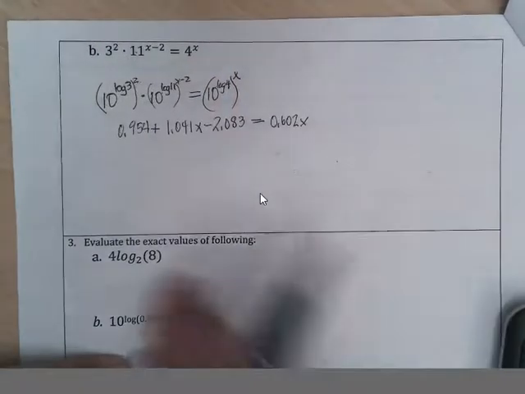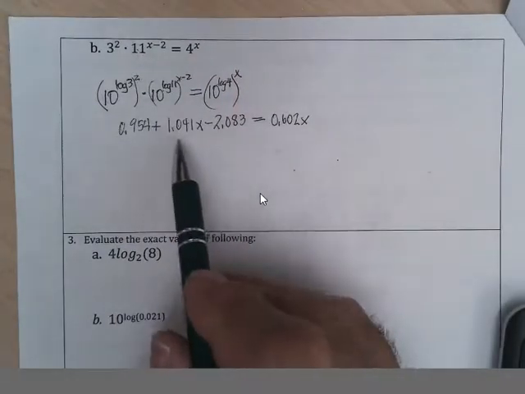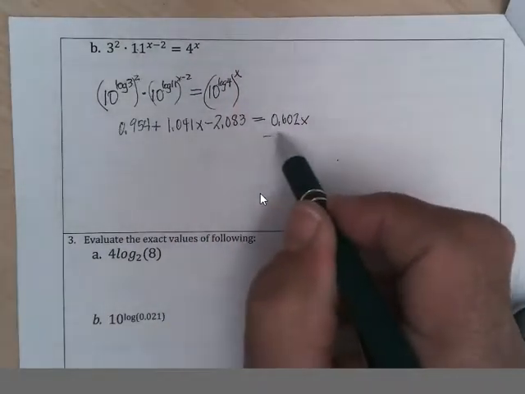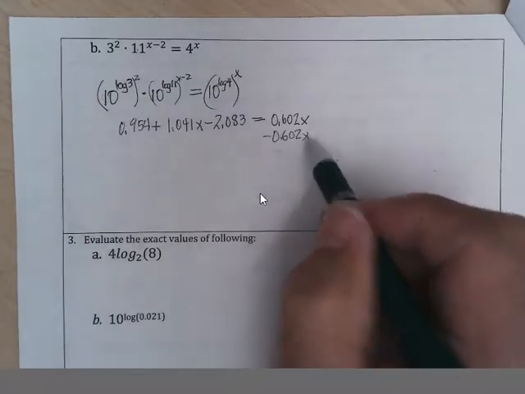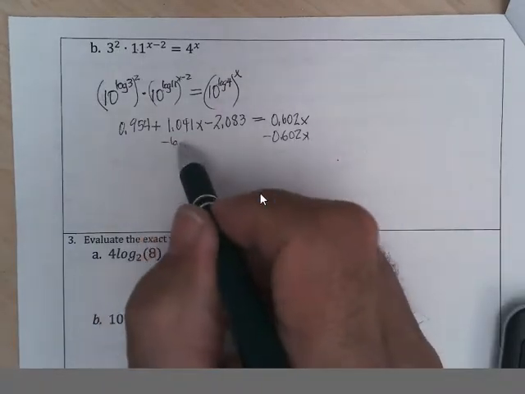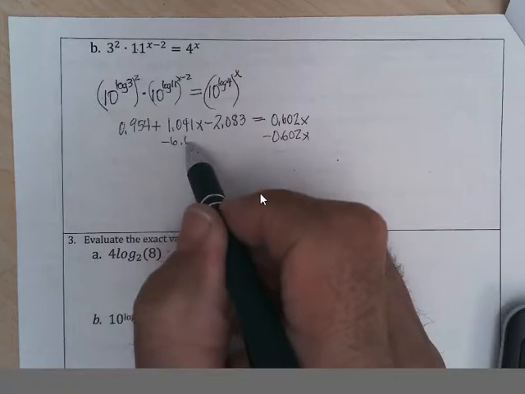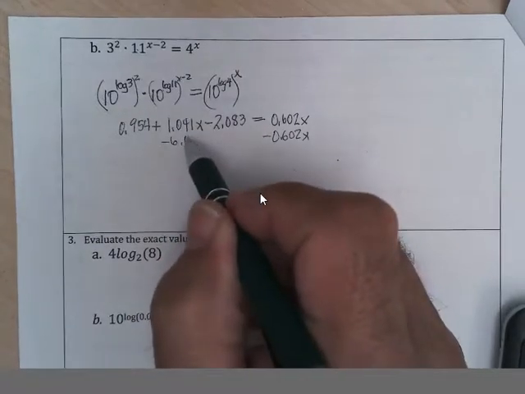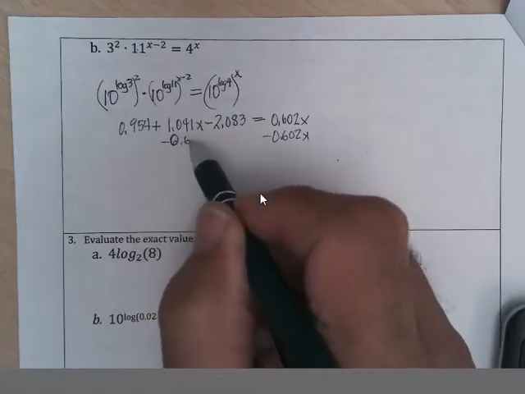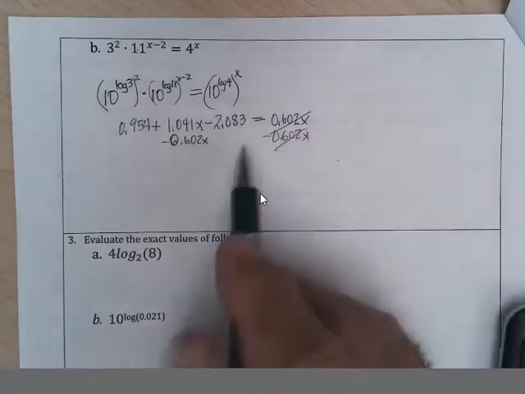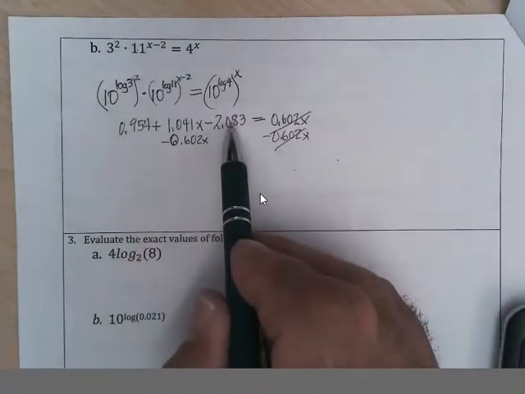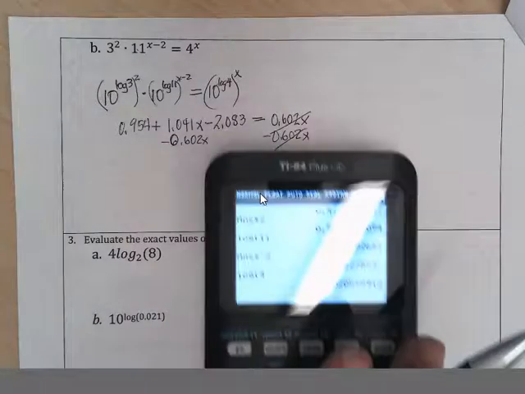So now I've turned this into an Algebra 1 equation. I will subtract 0.602 from both sides, x, .602. I was thinking about something. And then I'll add these two, which will be a negative number.